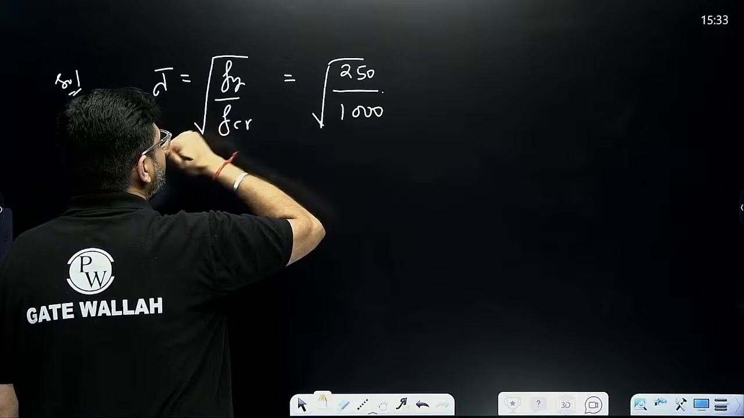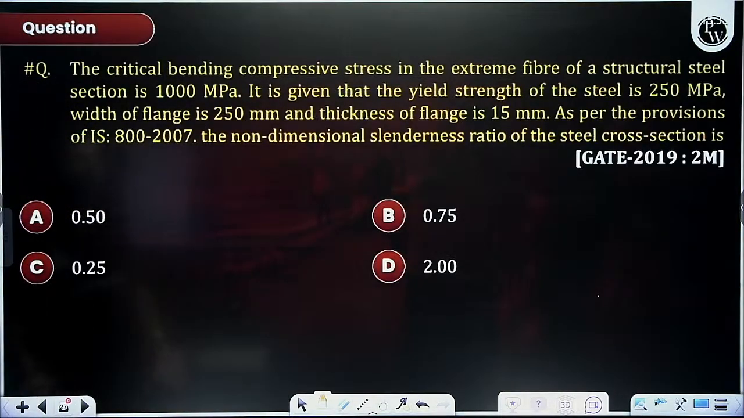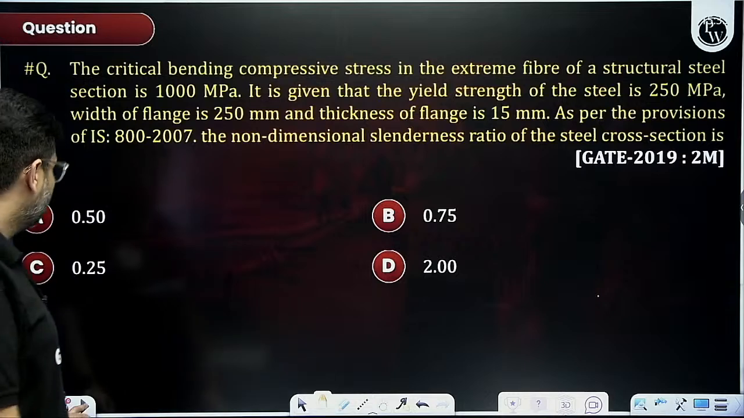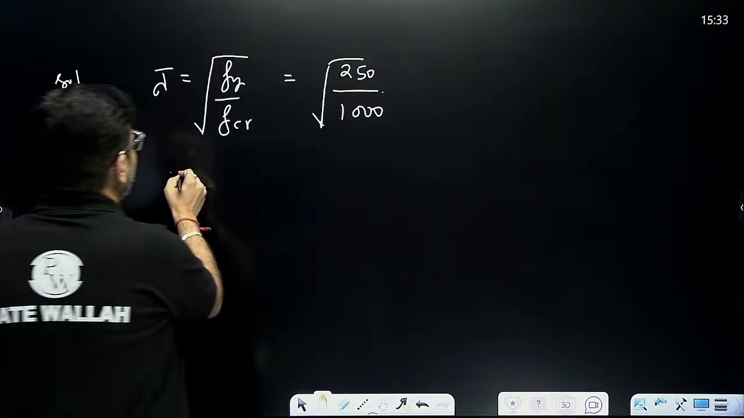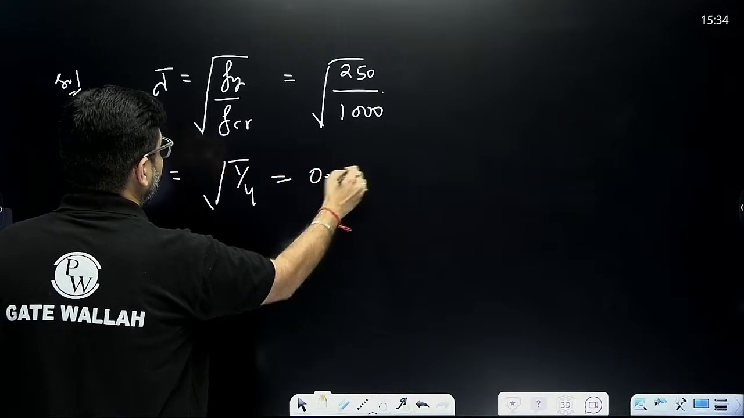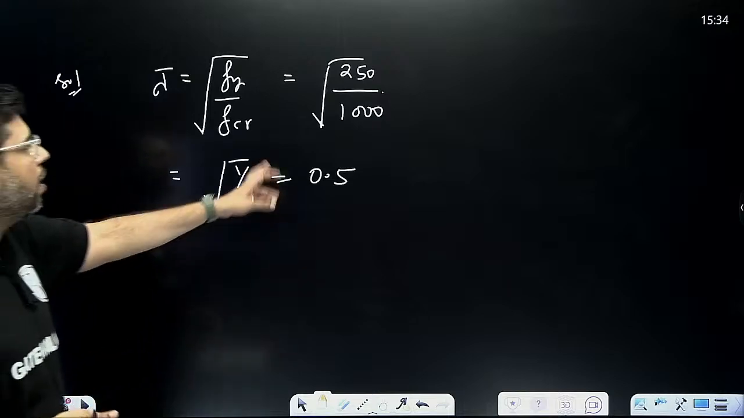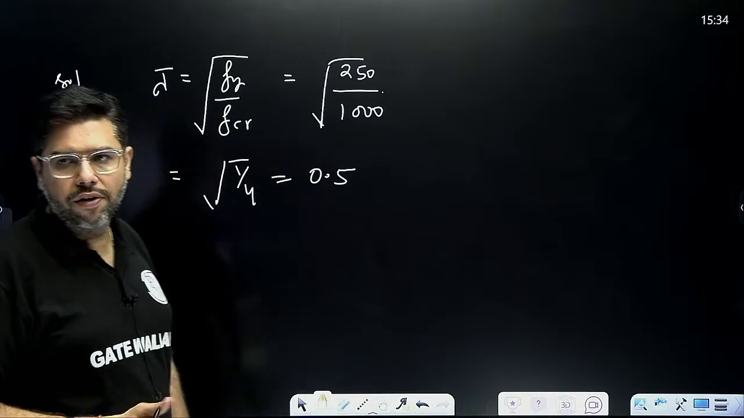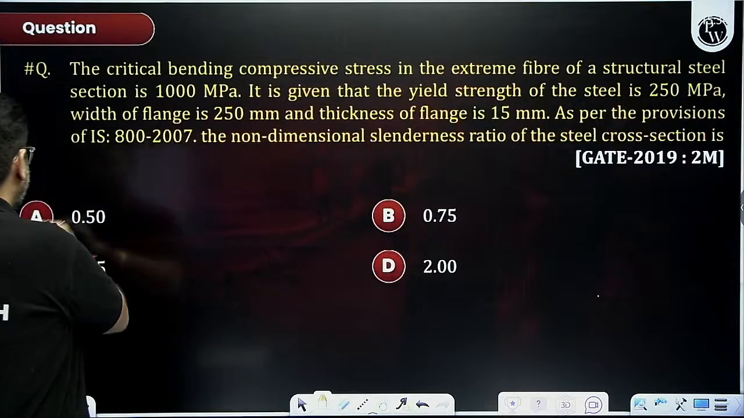So how much answer are you getting? But critical bending stress, okay, it's a short column. It can be greater than that as well. So lambda bar will come out to be lesser than 0.2 I guess. So square root of 1 by 4, that is 0.5. Okay, it's less than 1. Lambda bar is less than 1. Now for lambda bar less than 1, your Fcr can be greater than Fy. Now data is correct. So 0.5 is the correct answer. So A would have been the correct answer.